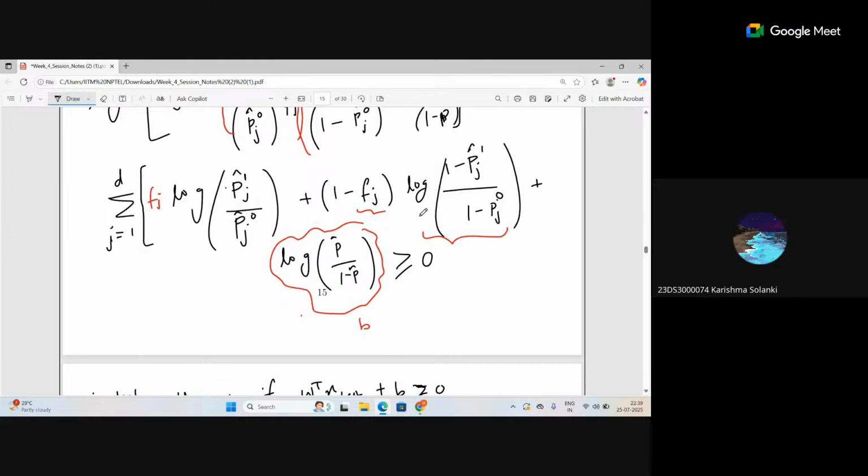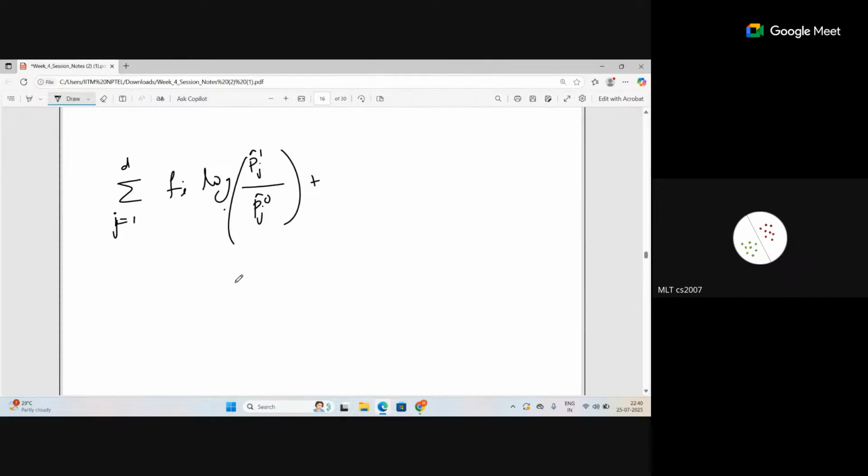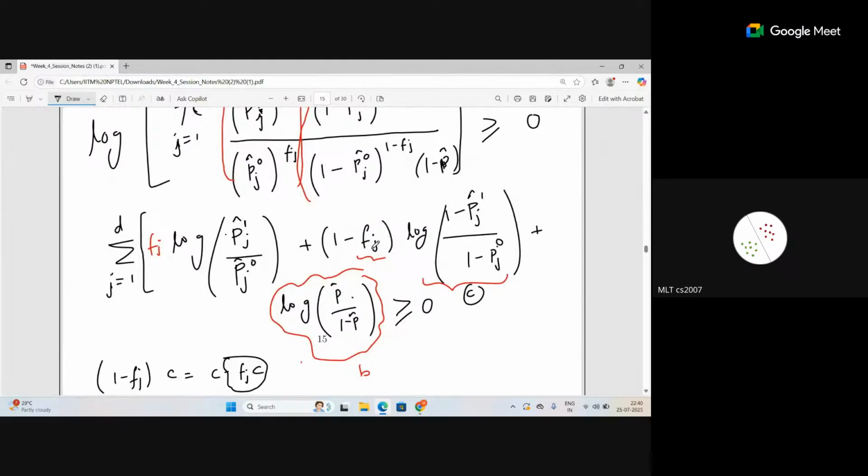If you don't understand, let's say this is c, some constant. So 1 minus fj times c, how does it look like? C minus c times fj, right? So this quantity I am writing it first. That will be minus of something, right? Minus fj into log of this, right? But if the minus sign goes inside the log, what will happen? The numerator becomes the denominator and the denominator becomes the numerator.